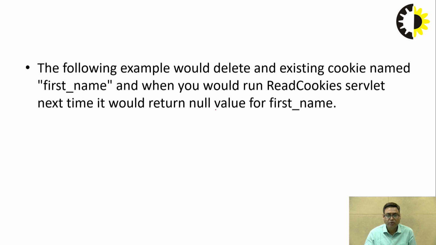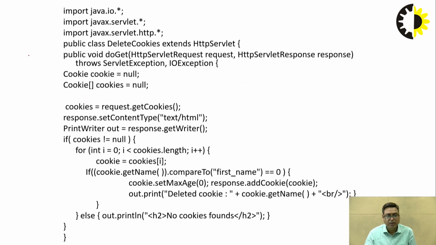The example that I am going to discuss will delete an existing cookie named first name, and when you run the read cookies servlet, next time it will return only the first name as a null value because we have already deleted it. So this is the program to delete the cookies. Here you can see we have created one cookie object, then we have created the cookie array, and we have retrieved all the cookies, and then we check whether the cookies is not null. It is not null because we have already stored the cookies at the client machine.